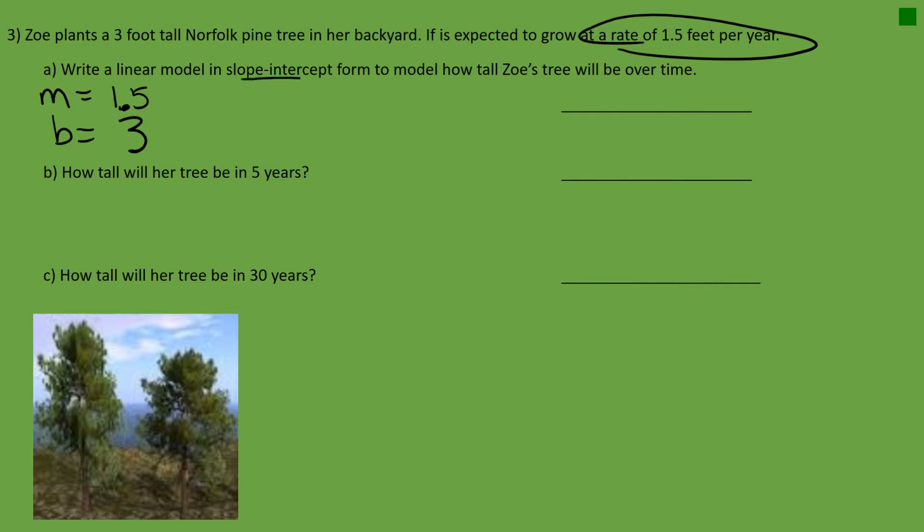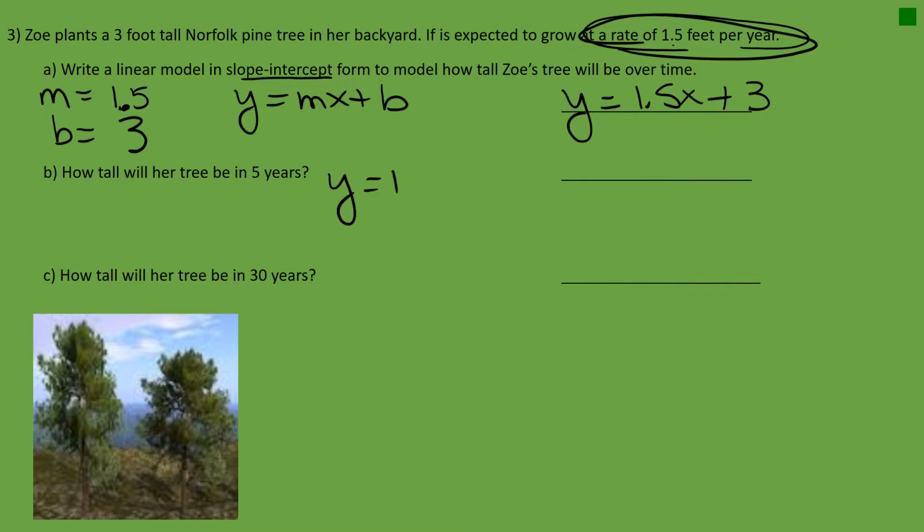Now, I need slope-intercept form, so that's y equals mx plus b, and so I literally just plug that in. Y equals m is 1.5, and then I put my x behind it, and then plus my 3. Done. How tall will the tree be in 5 years? Well, my rate was 1.5 feet per year, so I have to plug the 5 in for the x. So I have y equals 1.5 times 5 plus 3.